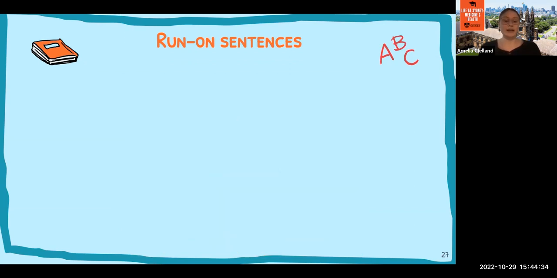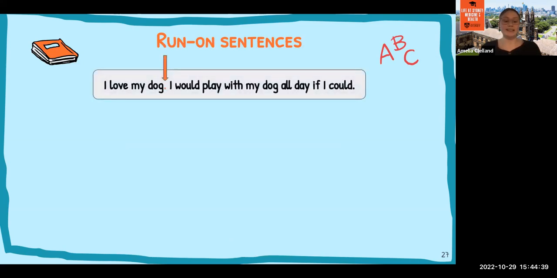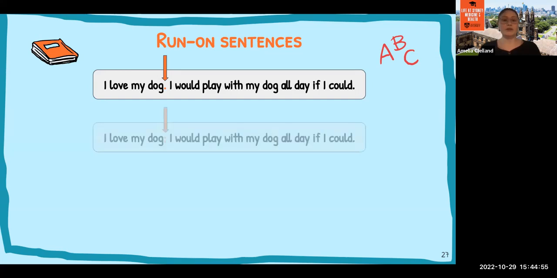There are a few ways to correct run-on sentences in students' written expression. An easy way to remediate this is to add a full stop to create two shorter sentences. For example, "I love my dog. I would play with my dog all day if I could." However, this may result in students relying on short, simpler sentence structures in their written expression. Alternatively, a semicolon could be used to separate the two clauses. A comma would not be sufficient to separate these two clauses, but a semicolon is appropriate to create a grammatically correct sentence and establish the relationship between the two clauses.